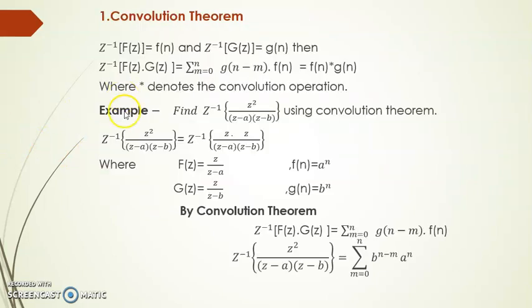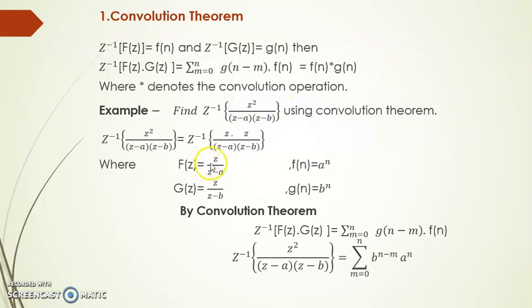Now see the convolution theorem. If Z inverse of f(z) is f(n), and Z inverse of g(z) is g(n), then Z inverse of f(z) into g(z) is equal to summation m equal to 0 to n of g(n minus m) f(m). It is equal to f(n) star g(n). We apply the convolution theorem when there is a product of two sequences. This star denotes convolution. So we can elaborate with this example of the convolution theorem: find Z inverse of z square upon (z minus a) into (z minus b) using the convolution theorem.